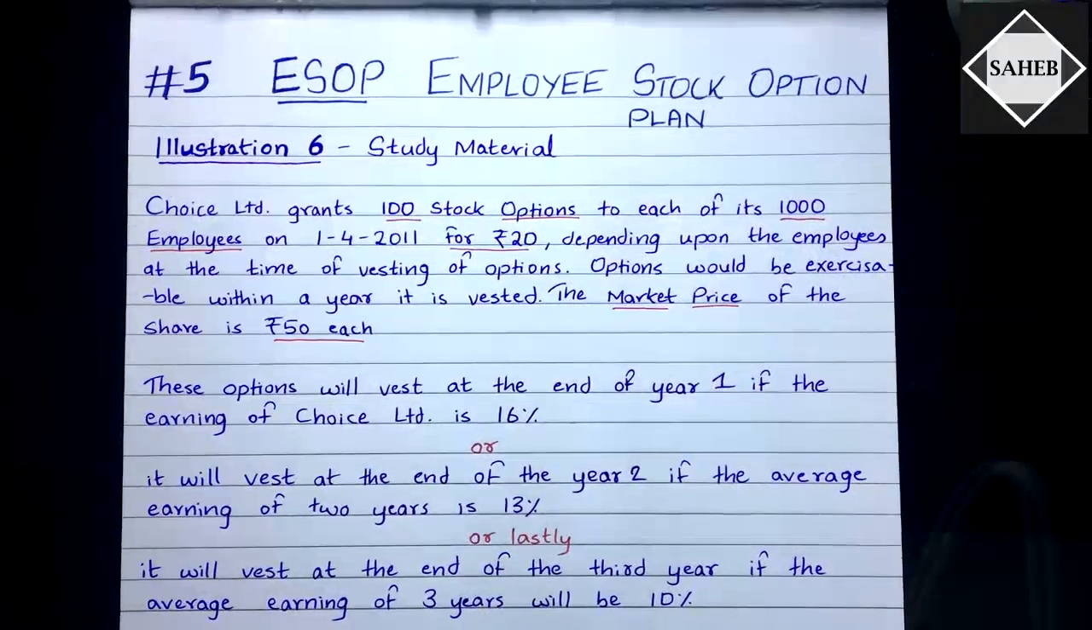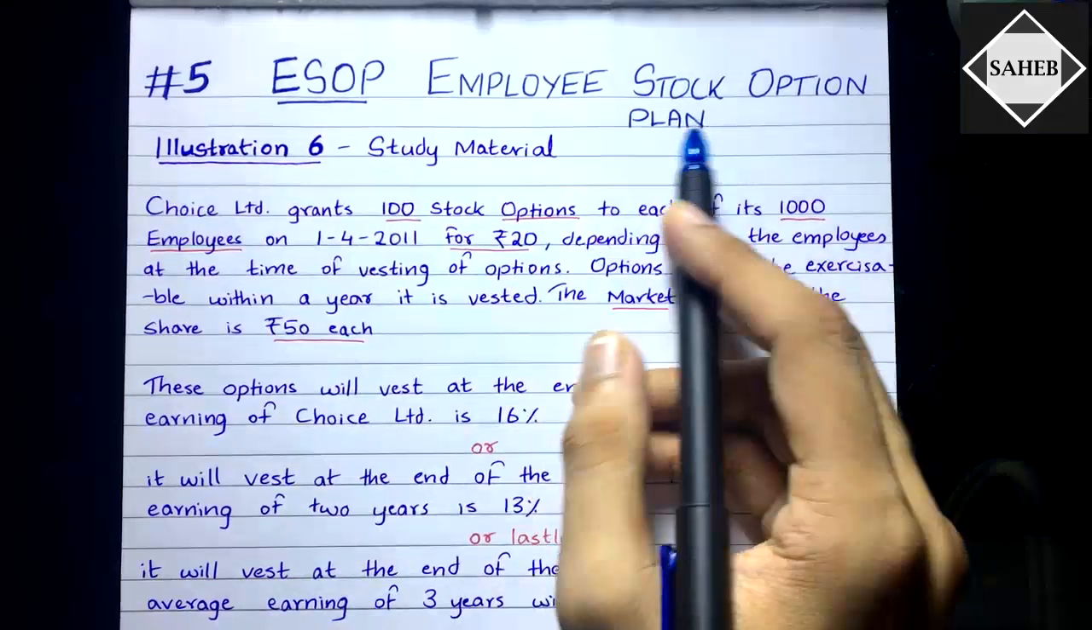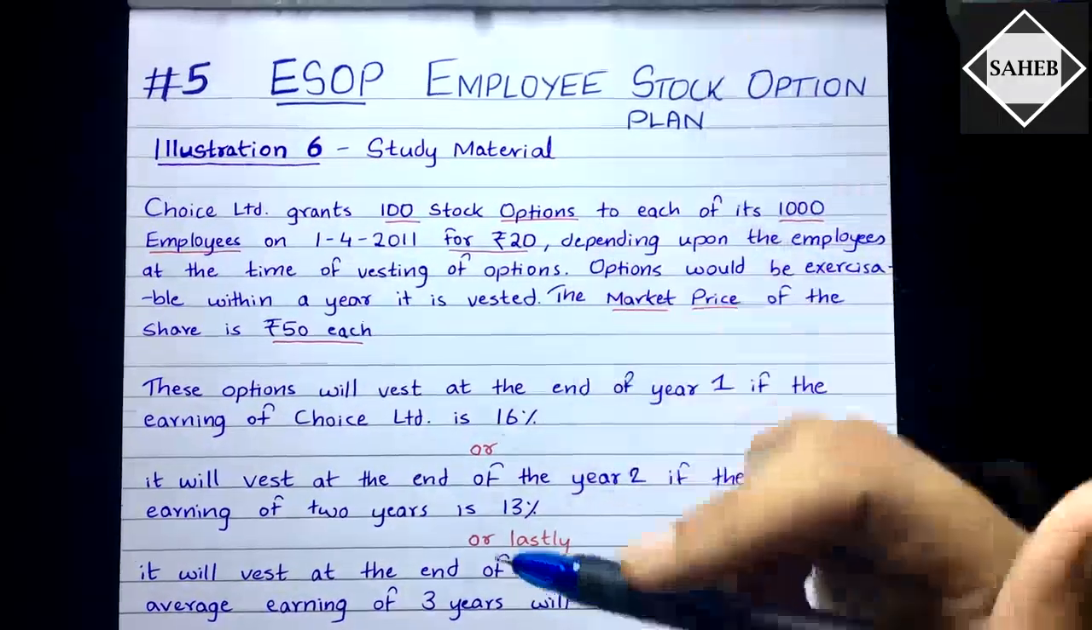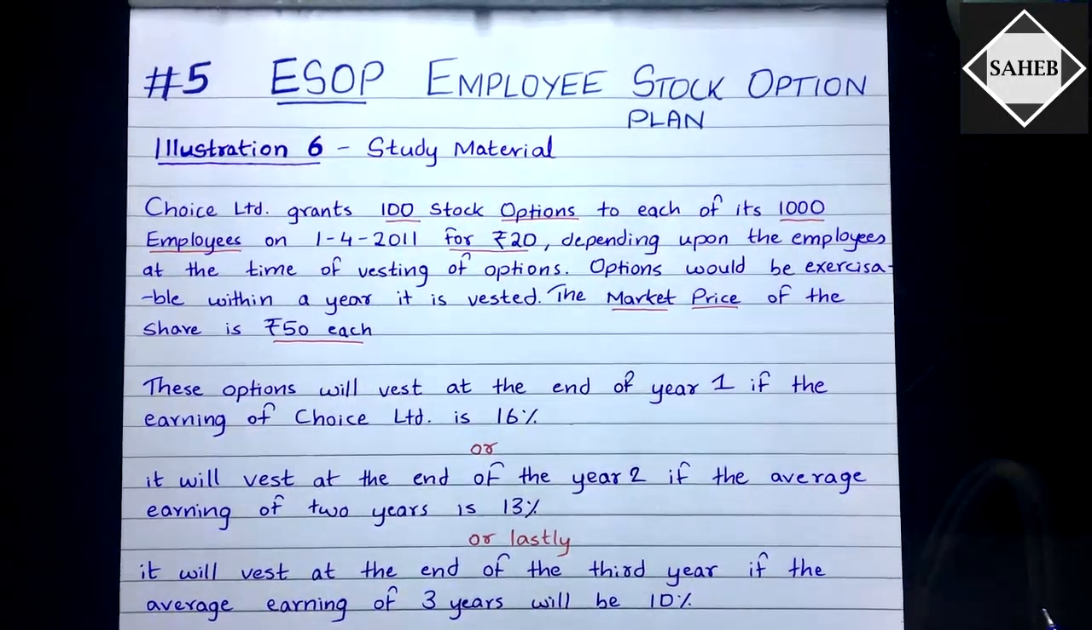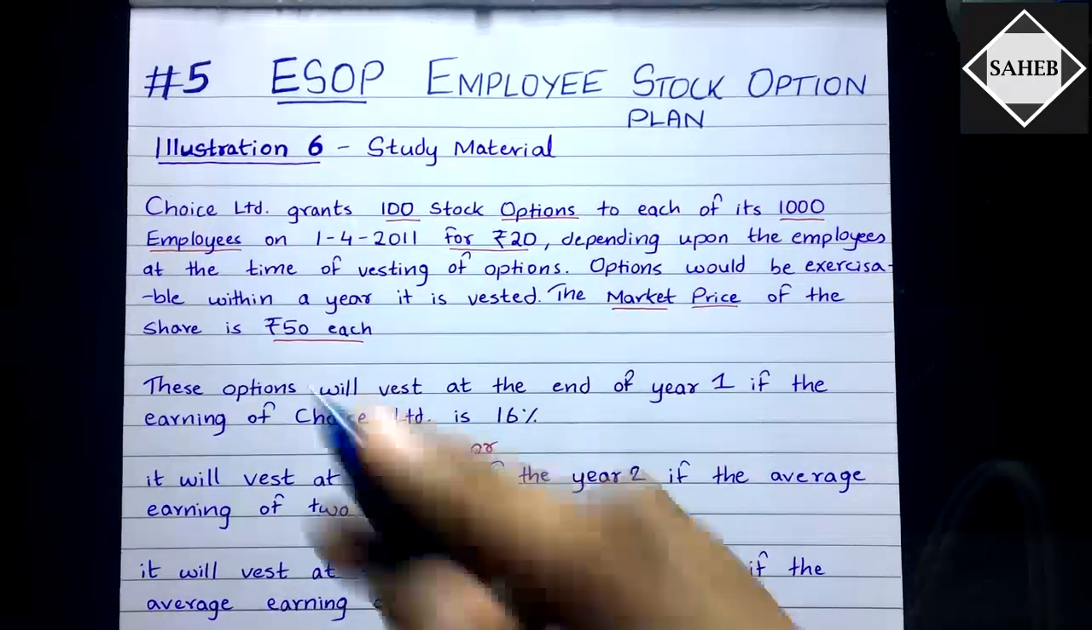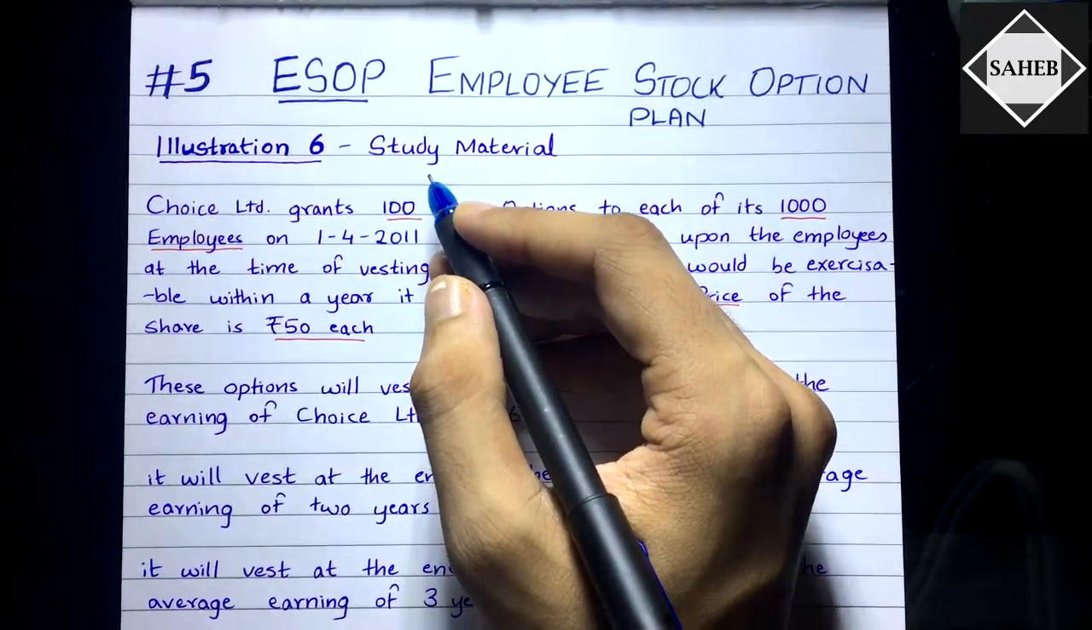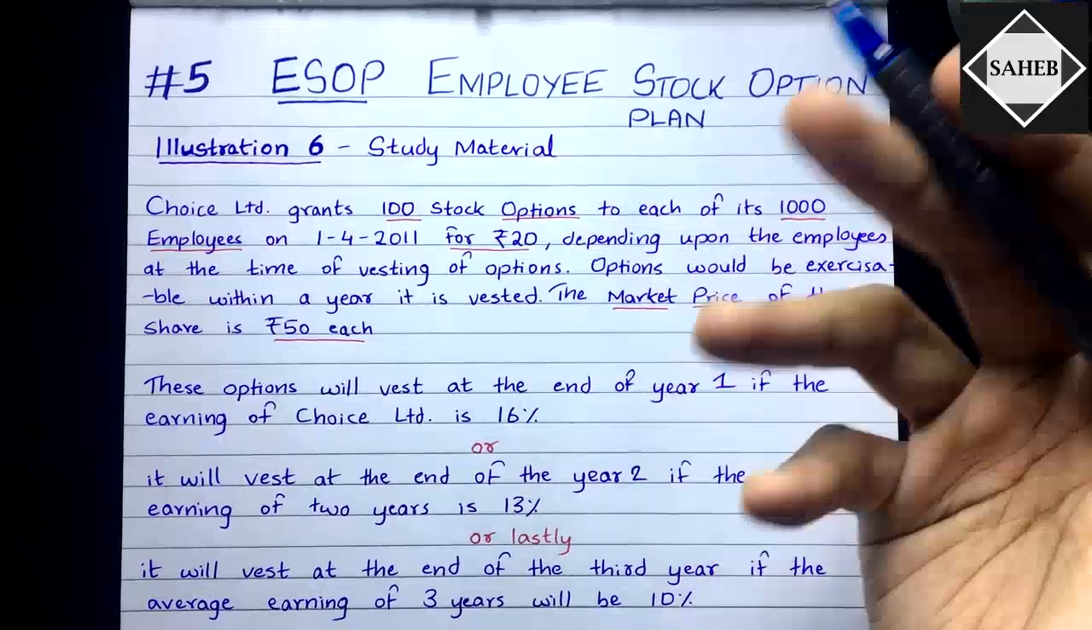Hi everyone, welcome back to the fifth video of ESOP, Employee Stock Option Plan. This chapter of Group 2 Advanced Accounts we have started. Now in this fifth video, we are going to see illustration 6 of the study material. And the main thing about this problem is here we have got a performance condition.